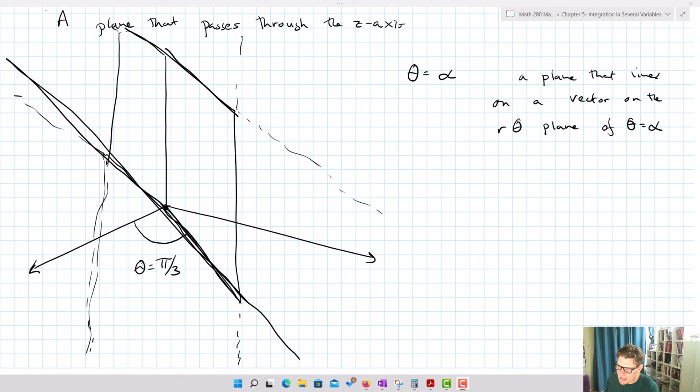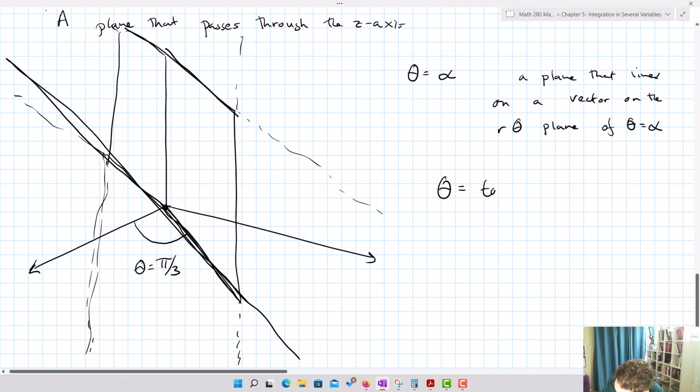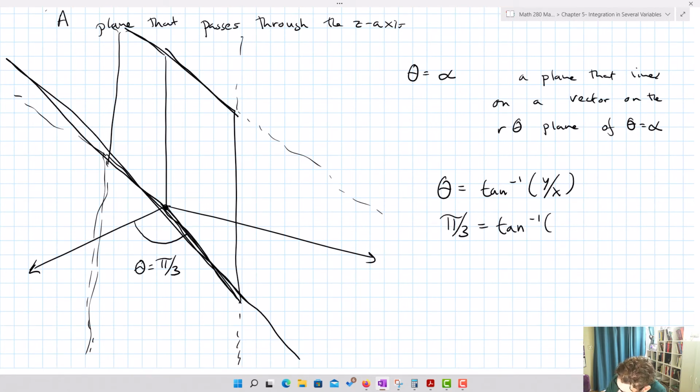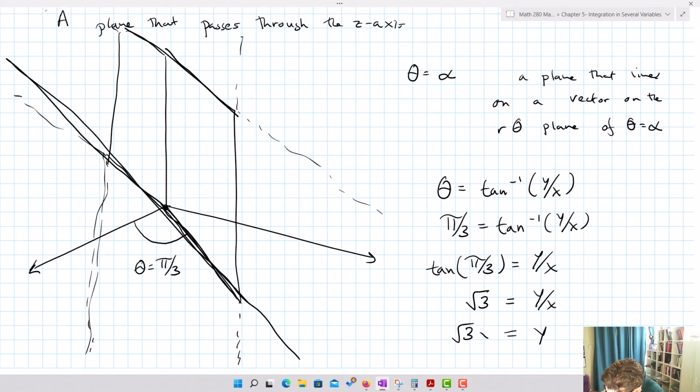If we were to rewrite this from cylindrical back to rectangular, you can see that theta equals tan inverse of y over x. In this case, pi over 3 equals theta, so tan inverse of y over x equals pi over 3. We get tan of pi over 3 equals y over x. Remember, tan of pi over 3 is going to equal the square root of 3. So the square root of 3 equals y over x, and consequently, y equals root 3 x is this plane.